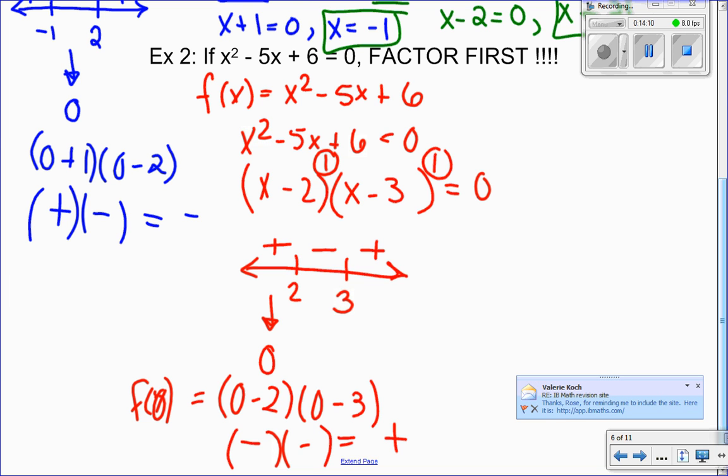And if you weren't sure, or you forgot that rule, you could always choose a number between 2 and 3, like 2.5, and then again you could choose a number greater than 3, and plug those into your original function.